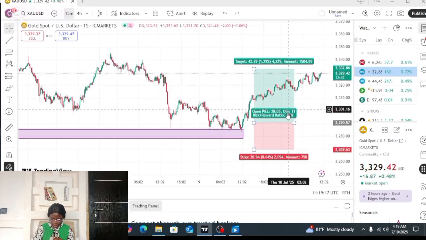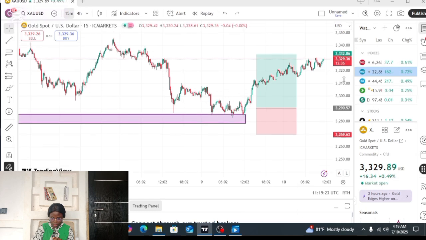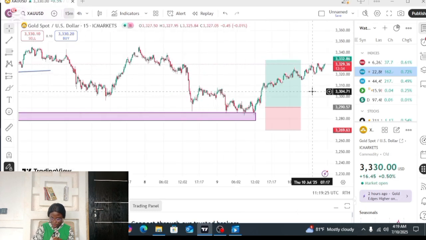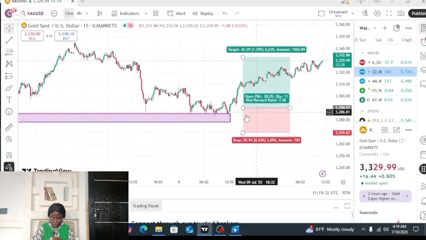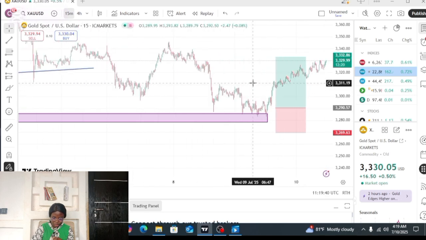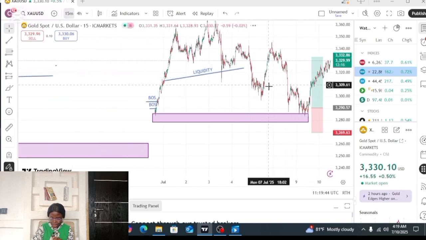Okay, so this trade, our TP is almost hit right now. I picked this particular trade yesterday. I demonstrated it and I also traded it on my live account, which is currently reading about $32 profit. The risk to reward is 1:2. That's it. Okay, so let me show you how I identify and pick this trade.